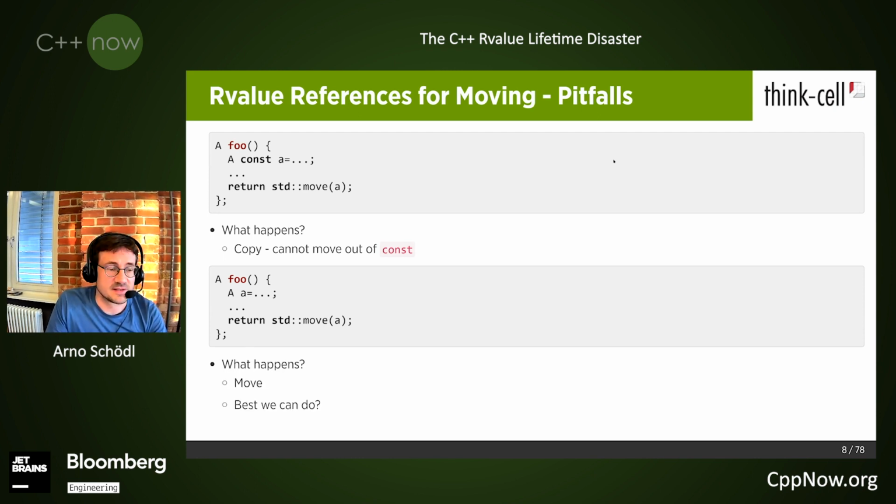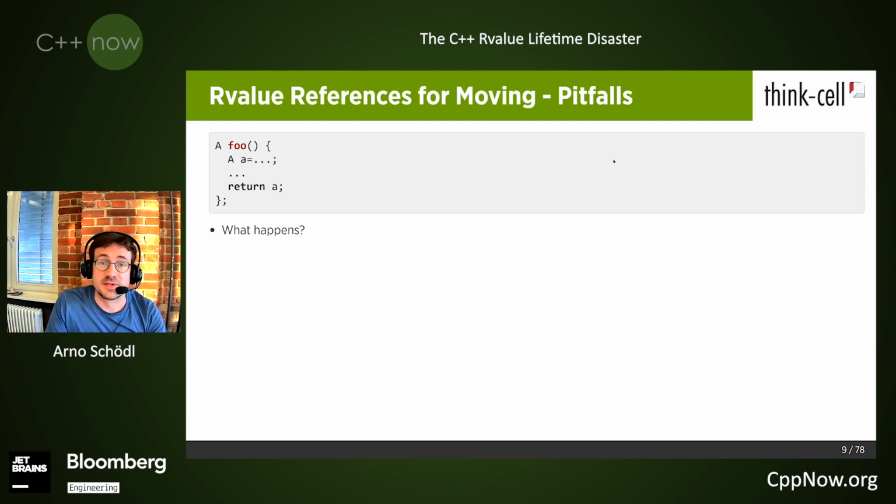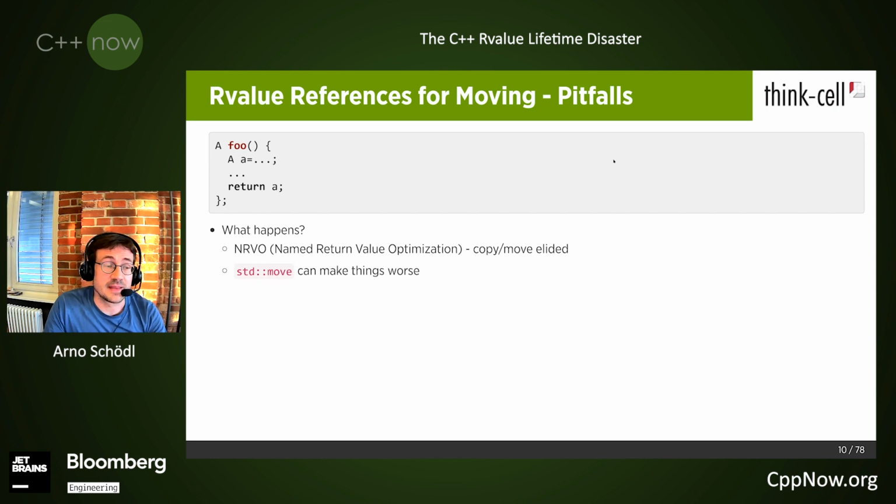C++ lets us do something even more efficient, which is to elide the copy altogether. So if you have something like this, you just don't put the move around the A. If you just return the A as it is, what happens is named return value optimization. So the compiler will put the A that you declared inside foo already in the place of the return object, so into the place where the caller wants it. You don't have to move it or copy it anymore. It's already in the right place. And that's, of course, the most efficient that you can be. So we learn here, std::move can make things worse.